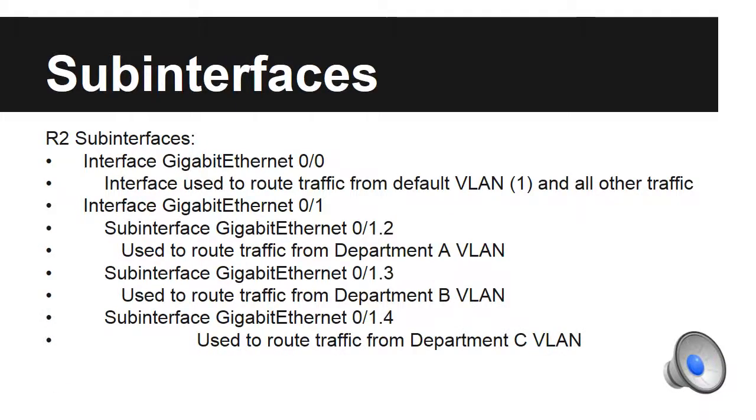Here are the sub-interfaces for router 2. Our 0/0 is for routing all normal network traffic, and that falls on our default VLAN, VLAN 1. Our second interface is our 0/1. Key here is 0/1.2 is our Department A VLAN, 0/1.3 is our Department B VLAN, and 0/1.4 is our Department C VLAN.